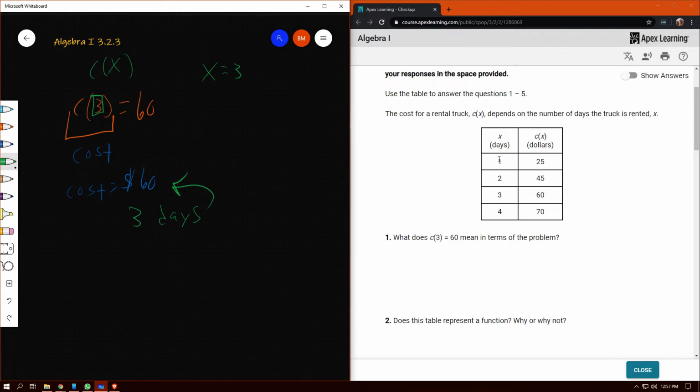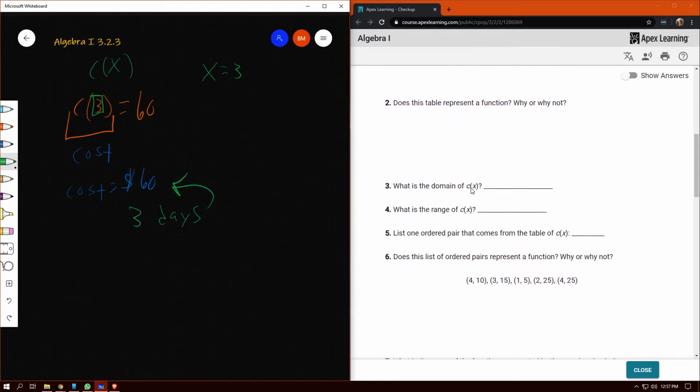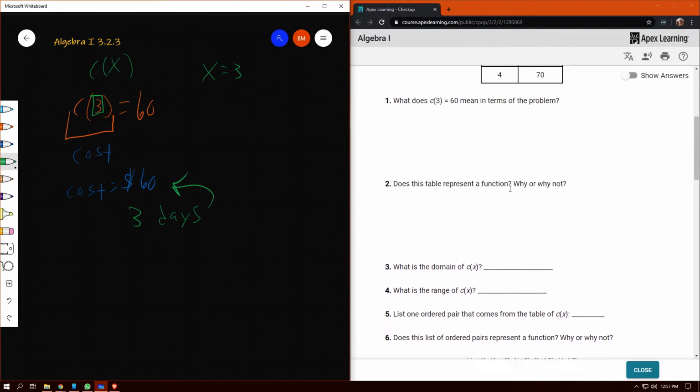So does this table represent a function? Yes, it does, because every independent variable is matched up with exactly one dependent variable. So 1 is matched up with only 25, 2 is only with 45, 3 is only with 60, and 4 is only with 70. Now, what is the domain of C of X? And then what is the range of C of X?